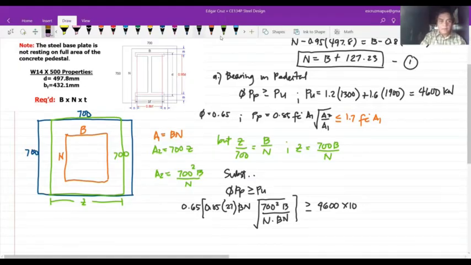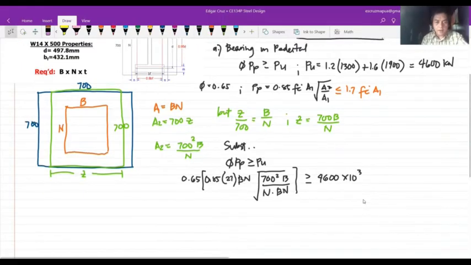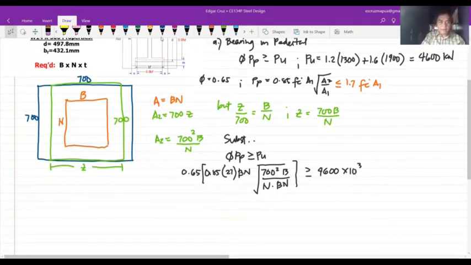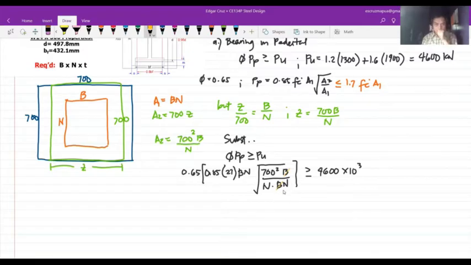Okay? So that is to the 3. Okay, so next. From this equation, di ba, cancel yung B. Tapos yung N square. Okay, so yung N square, get the square root of N square, it would be N. So makakancel lang din yung N dito. So ano matitira?